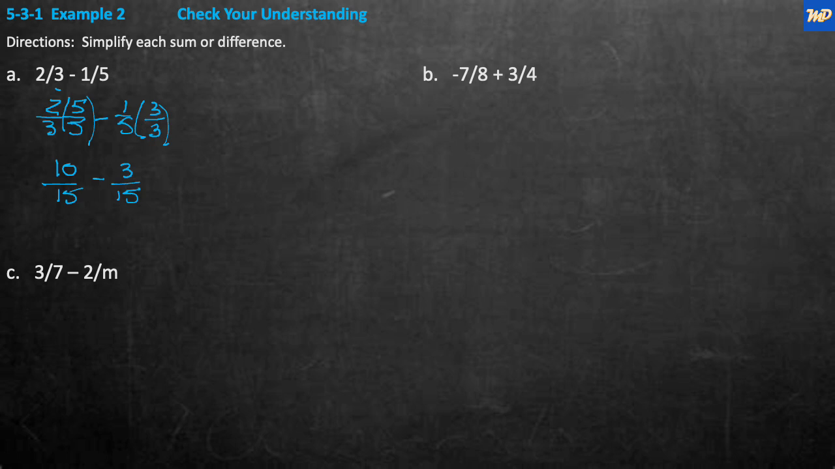We now have like denominators, so we can just go ahead and subtract the numerators, and that ends up with 7/15. Done. Go to the next one.